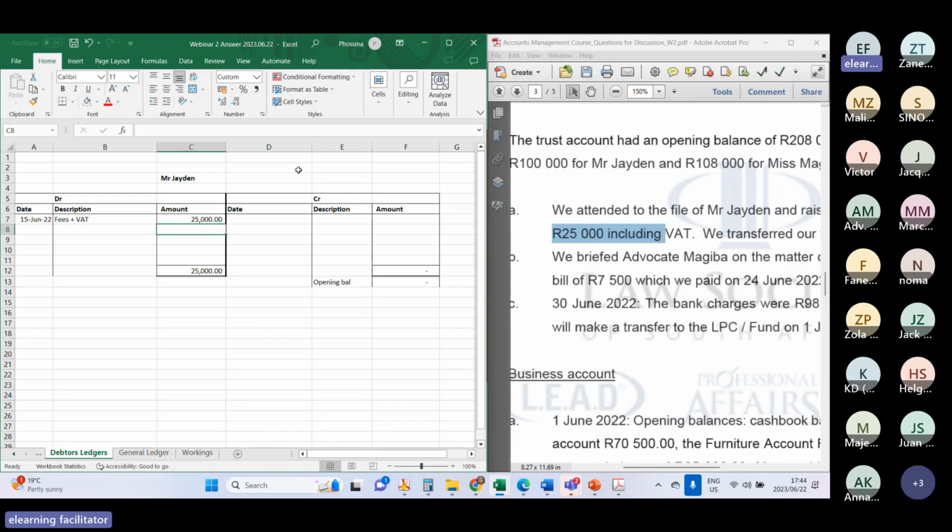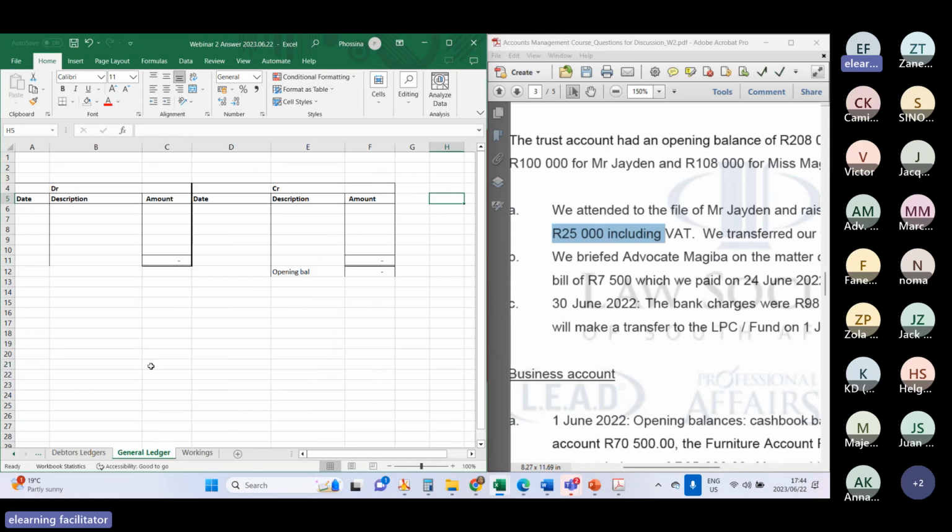This is how we record it. So this is the account for Mr. Jaden. He is our debtor, DR, creditor, CR. Okay, so we are giving him an invoice. When he pays us, then we credit him to show that he has paid.